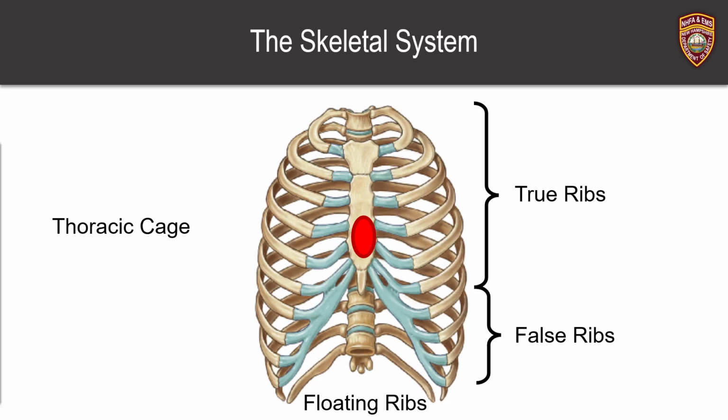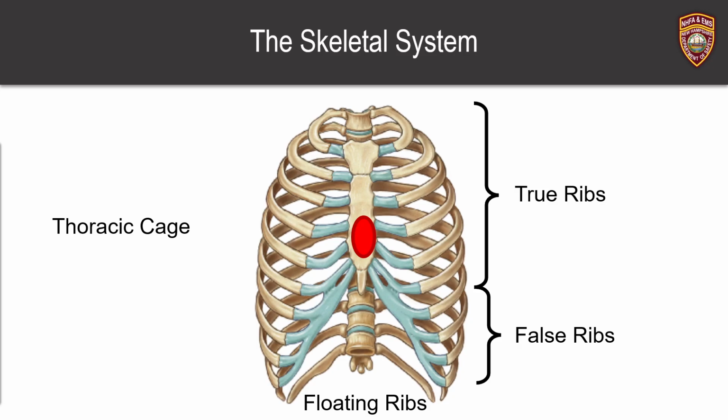Ribs 8 through 12, these ones down here, are called false ribs because they don't attach directly to the sternum. The cartilage of these ribs merge together before they reach the sternum. And then the last pair of ribs, 11 and 12, down here you can see sort of poking out the bottom. These are called floating ribs because they don't connect to the sternum in the front. And so that could potentially cause some issues if they get knocked loose or dislodged in some way.